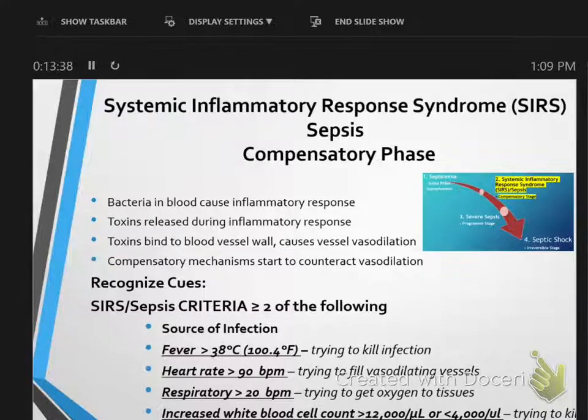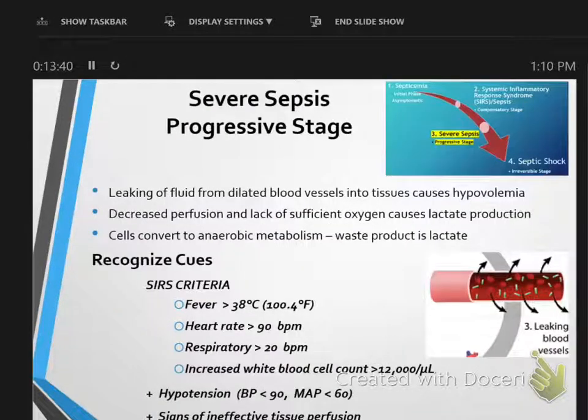So let's talk about now. We're seeing into the progressive stage. This has been going on for a couple of hours or a couple of days now. And what is happening to our blood vessels? Leaking and dilating, right? So we continue to see our SIRS criteria. And wherever I put greater than 12, let's put less than 4, too. I want you to remember that piece.